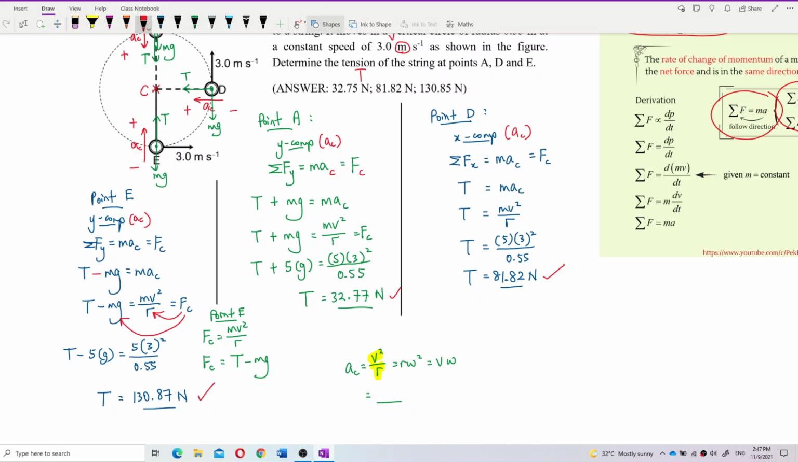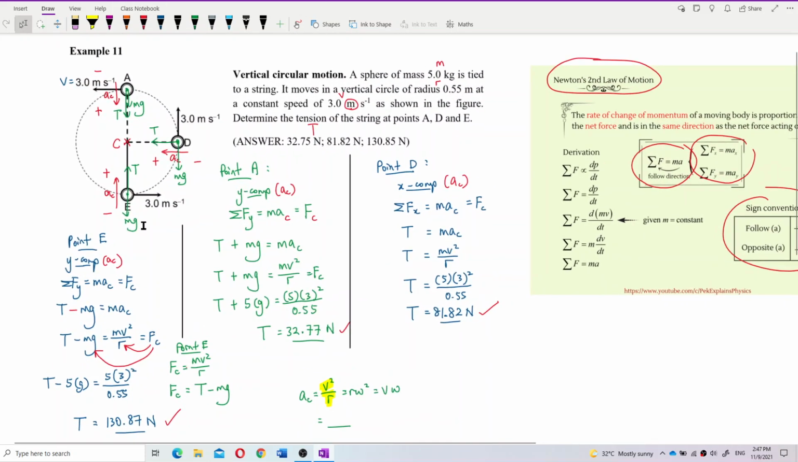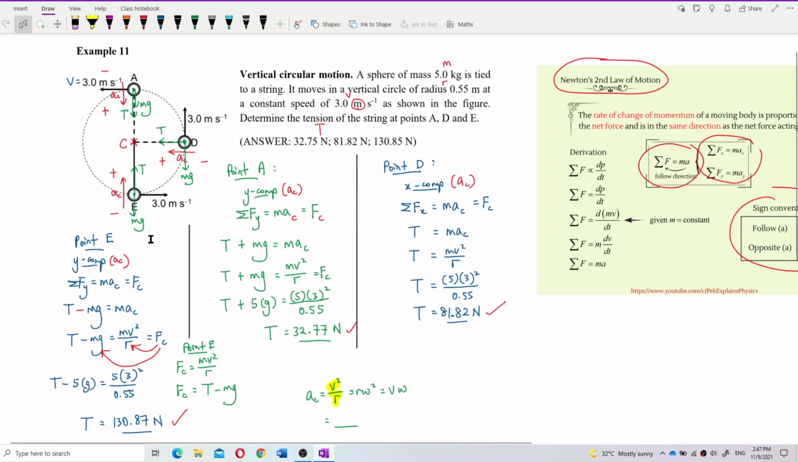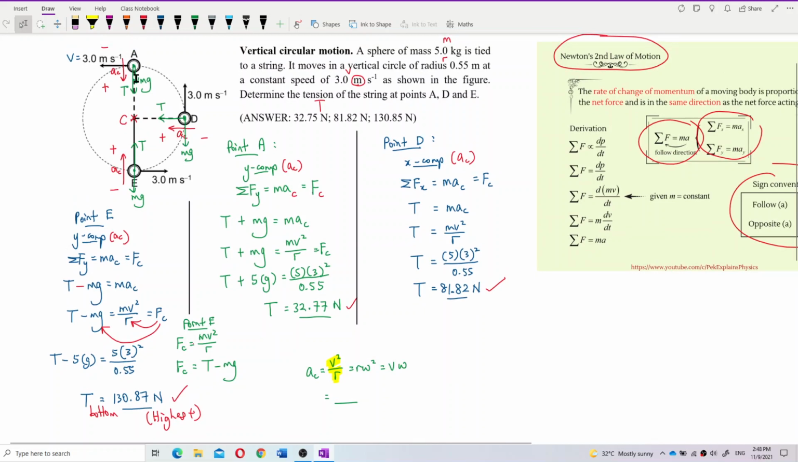So you see, tension at different points is different. Normally, the tension at the bottom is always the highest, and the tension at the top is the lowest.